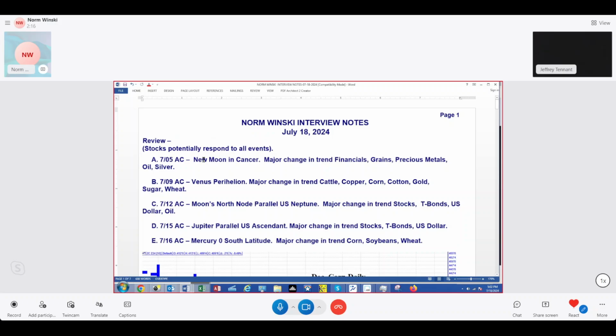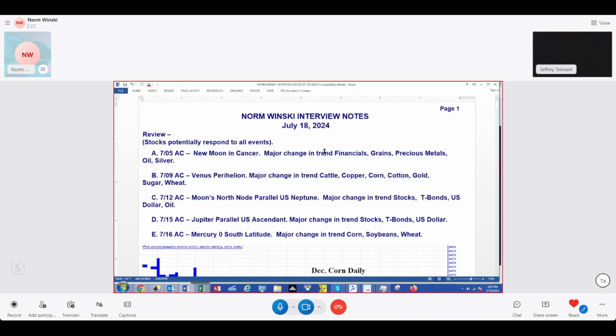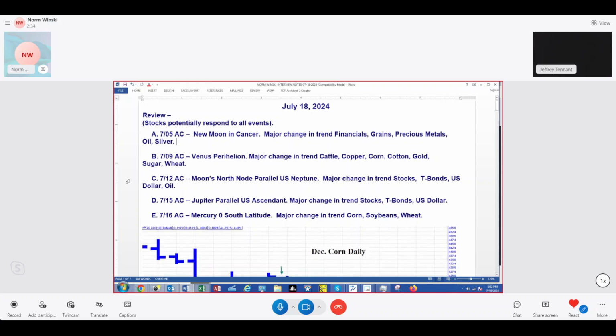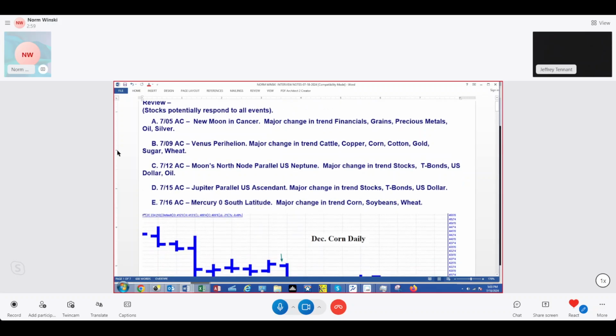Now, the weekend of the 5th had a new moon in Cancer. Anytime we have a new moon or full moon, we want to look at financials, grains, precious metals, and oil. Because it was in the sign of Cancer, that's associated with silver. Then the night of the 9th, after the close, we had Venus perihelion. That's when Venus is closest to the sun in its 225-day orbit. The Venus markets are cattle, copper, cotton, sugar and wheat, and we're also going to include gold, because it's related to the sun.